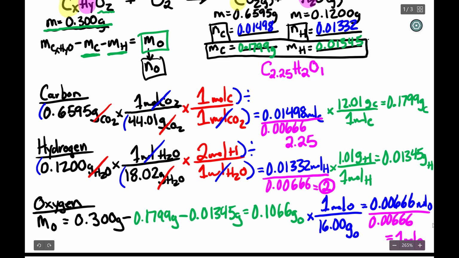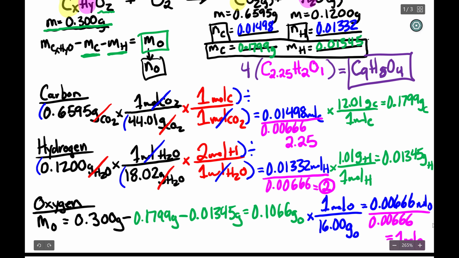So what I'm going to do is I'm going to constantly multiply these by a value till I make everything a whole number. So for instance, if I multiplied this by 2, it'd be 4.50. That's not a whole number. So I'm going to try 3. So then I multiply it by 3, and that's not going to give me a whole number. But if I multiply this whole thing by 4, I'm going to get a whole number ratio. That would work out to C9H8O4. This would be my empirical formula.